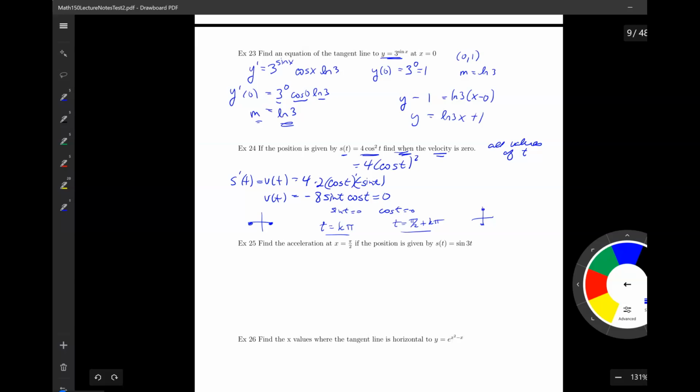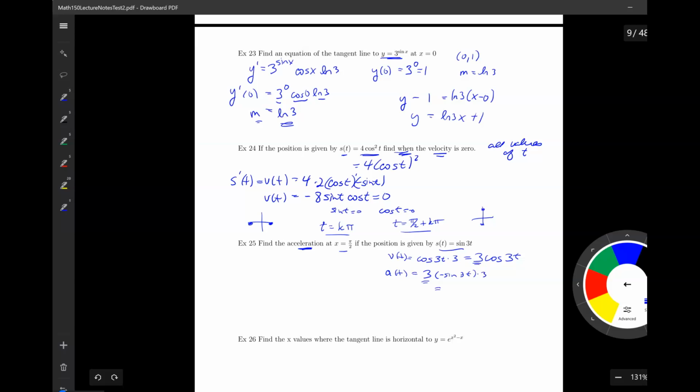All right, so find the acceleration, which is the second derivative at this t value if this is the position. One derivative is the velocity, so I'd get cosine of 3t times 3. I'm going to take the moment to rewrite it and put that 3 out in the front. Then acceleration would be another derivative, so I'll carry this 3 along. Take the derivative, negative sine of 3t times 3. So this gives me negative 9 sine of 3t.